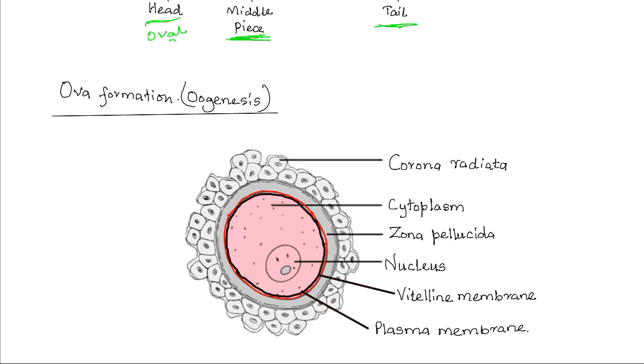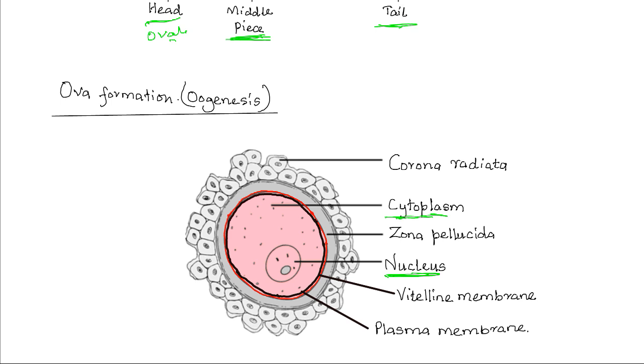It has the following features. This is a mature human ovum. It has the following structural features. There is a nucleus that is haploid, which carries the genetic materials in the form of chromosomes. It has a cytoplasm that contains organelles such as centrioles, mitochondria, Golgi bodies, rough endoplasmic reticulum.